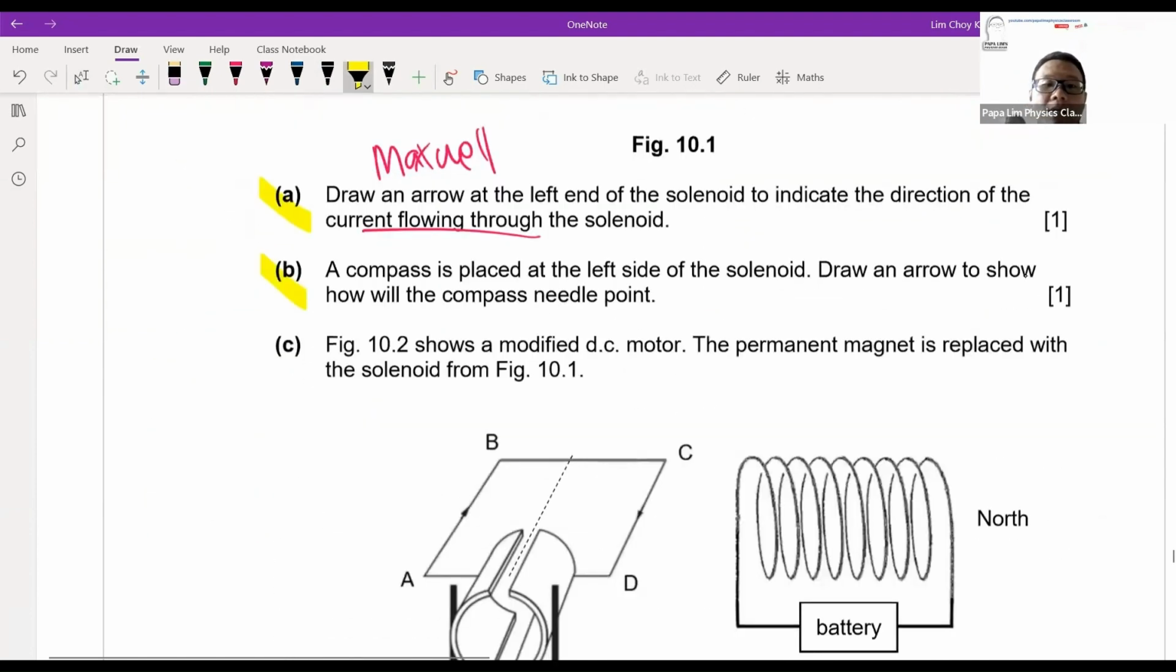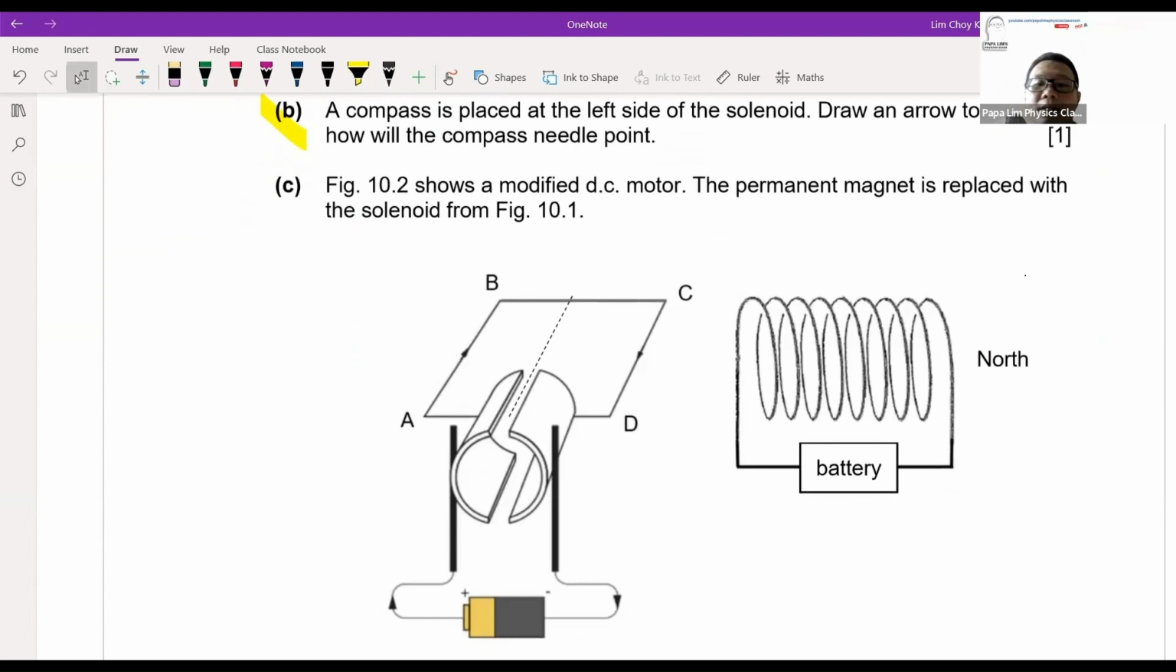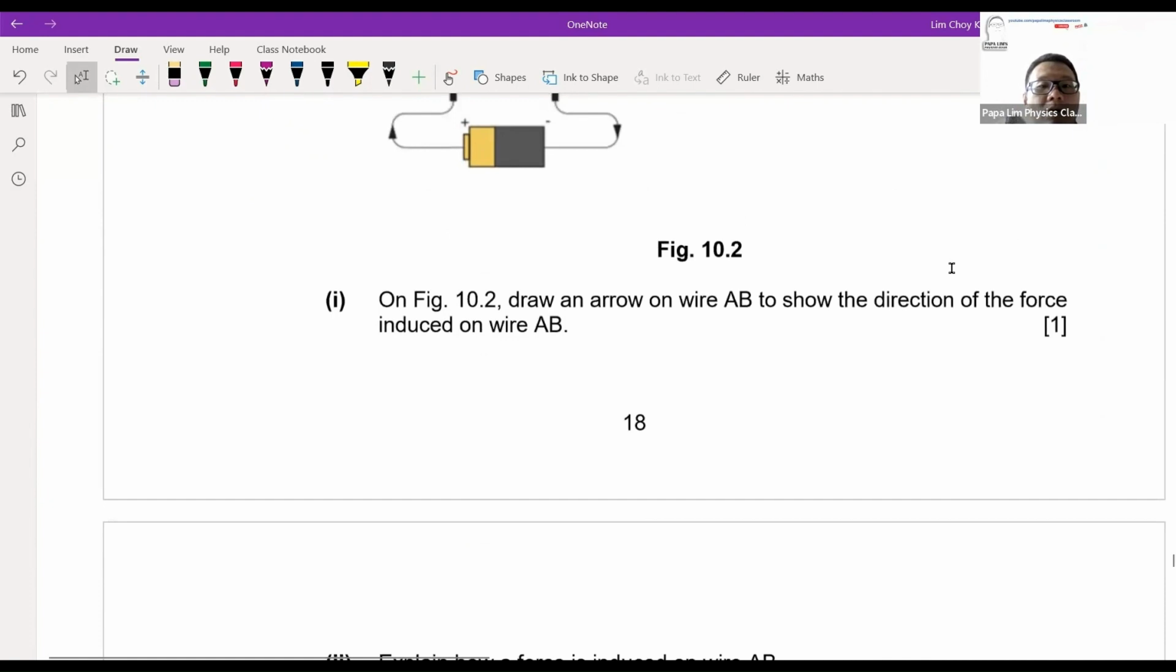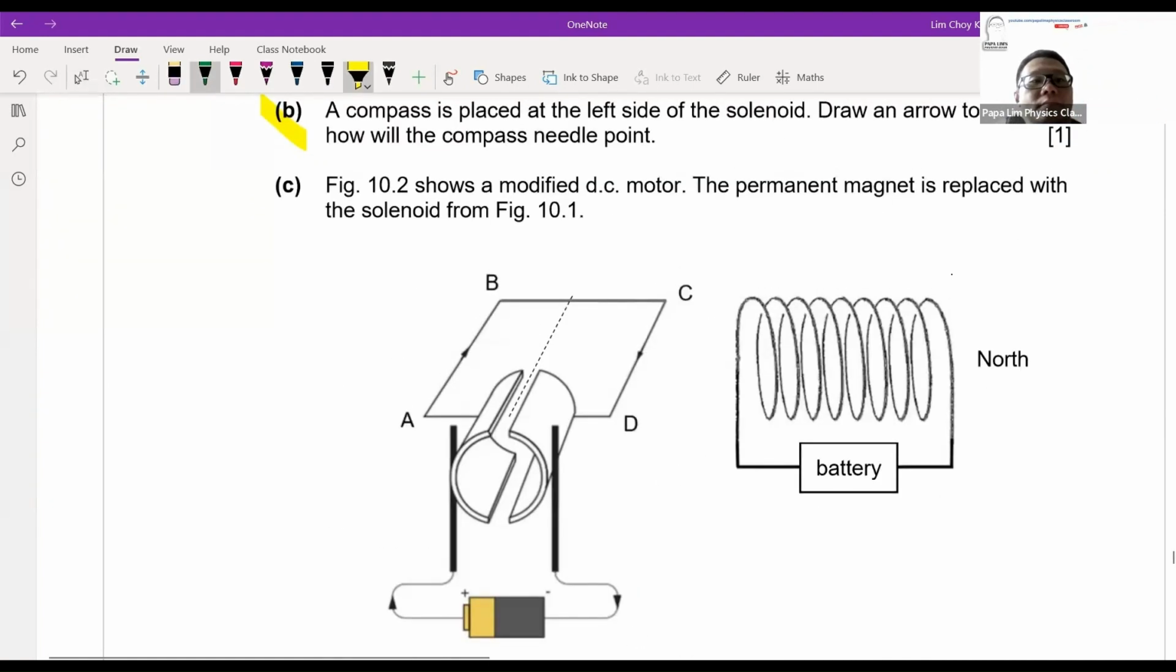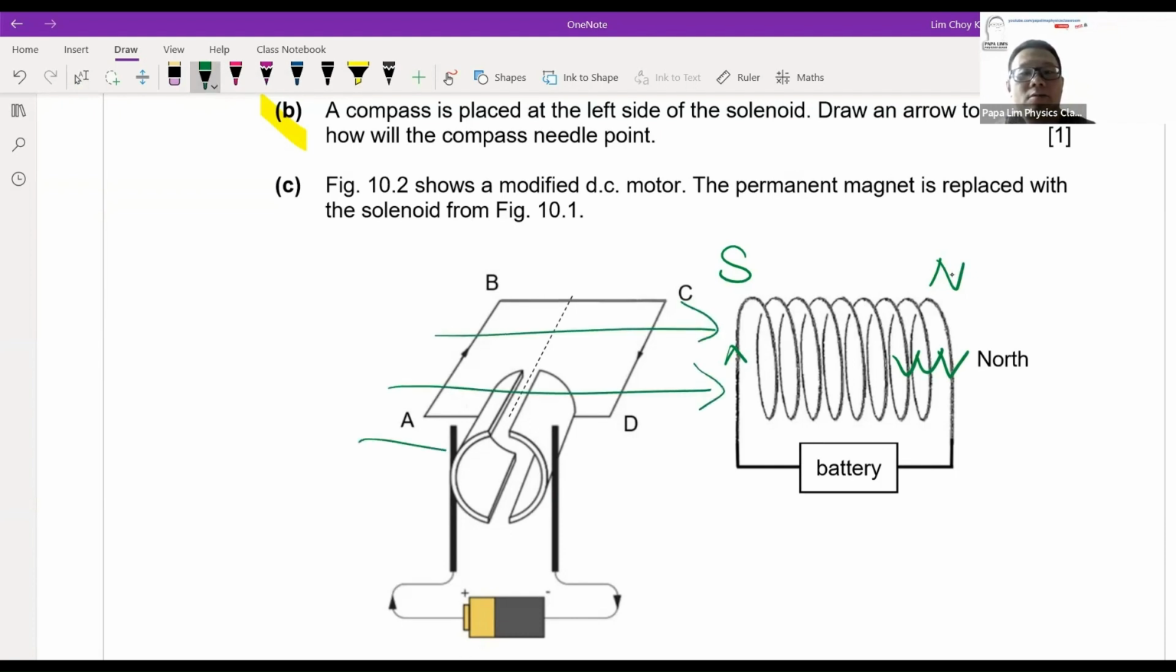What happened in part C is that I modified this system. I now have a DC motor, and the permanent magnet is replaced with a solenoid. Remember, if the same current flows, you will find that the south pole is here and the north pole is here. This is current, this is current. Now this is the south pole. Remember, magnetic field always flows from north to south. So if my south pole is on the right, my magnetic field line will go this way. This will be the magnetic field line direction.